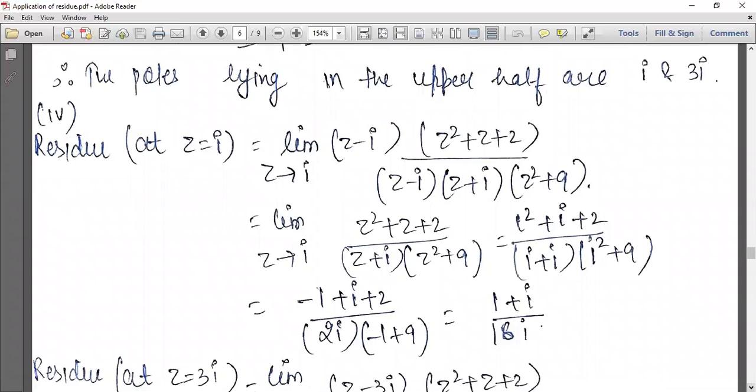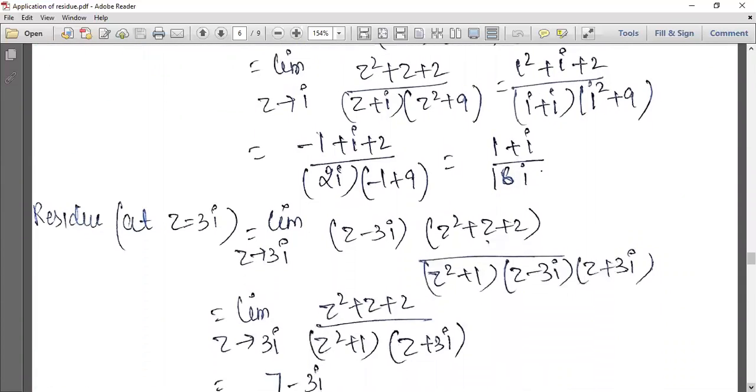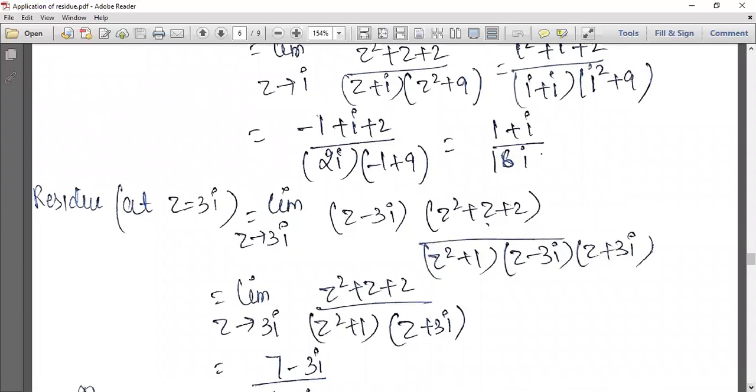Similarly, residue at z equal to 3i will be the limit as z approaches 3i of (z minus 3i) into z square plus z plus 2 divided by (z square plus 1)(z minus 3i)(z plus 3i). So the z minus 3i terms will get cancelled and I will be left with z square plus z plus 2 over (z square plus 1)(z plus 3i). As we have done in the above case, we will just replace z with 3i and use the fact that i square is minus 1.